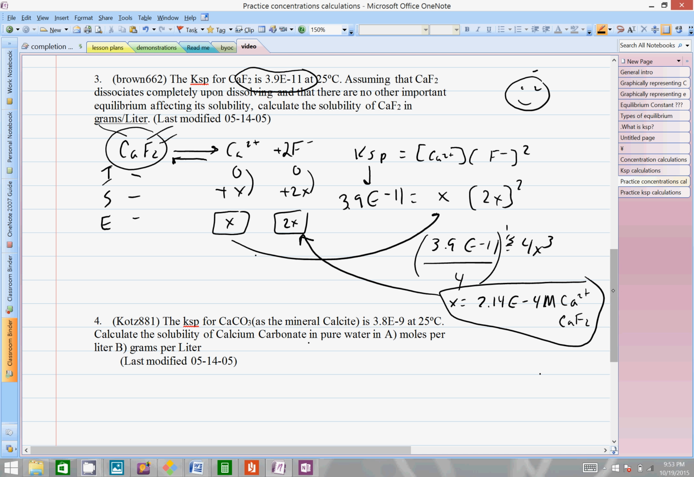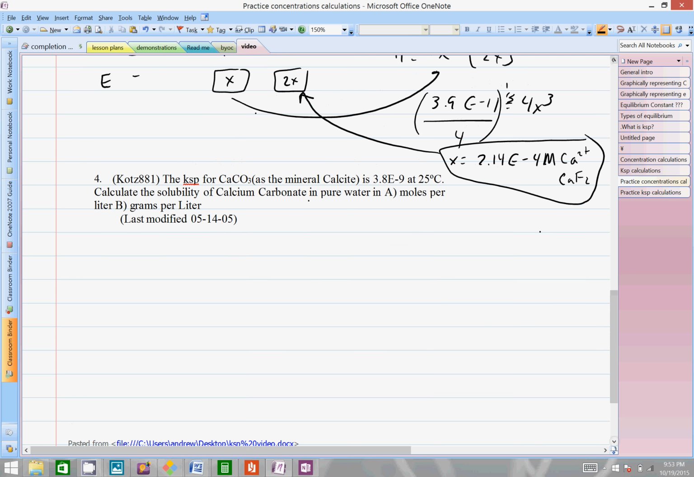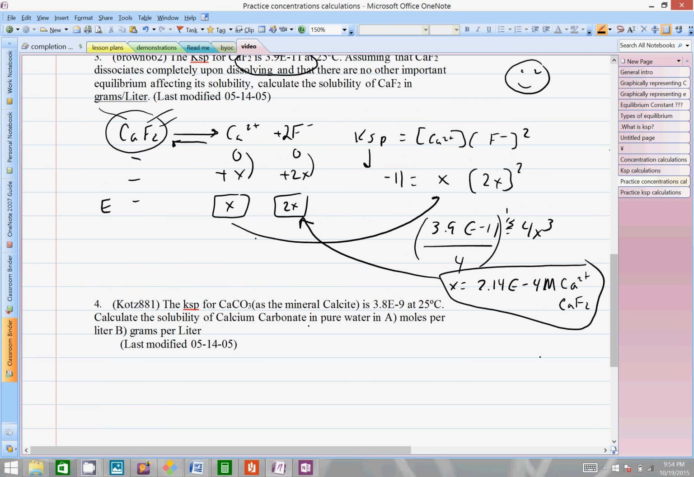Actually, one more thing, I'm going to add one more thing. They wanted me to do this last problem in grams per liter. Let's do that. So this is 2.14 e to the negative 4th, now in moles per liter, and I want to flip this to grams per liter. So I want to cancel out moles and go to grams. This happens to be the molar mass.